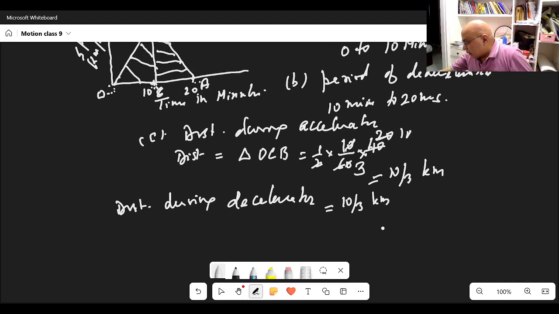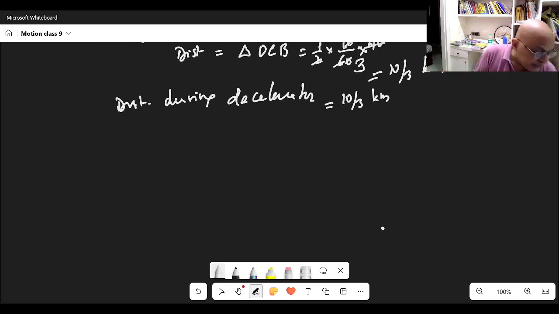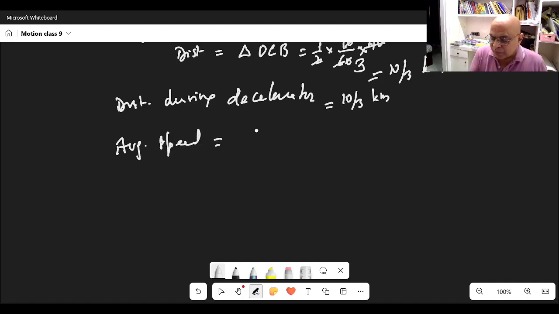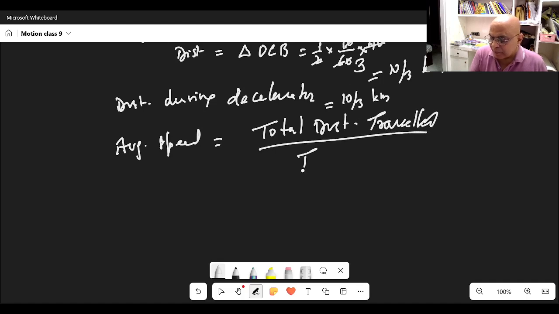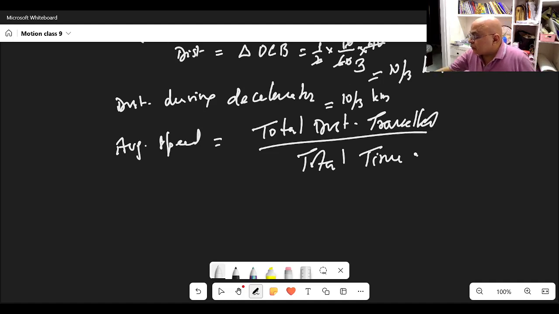Now it is asking for the average speed during the entire journey. For average speed, we can do it in two ways. Either you calculate the total distance traveled divided by total time. The total distance is how much? 10 by 3 plus 10 by 3, meaning 20 by 3. The distance becomes 20 by 3.